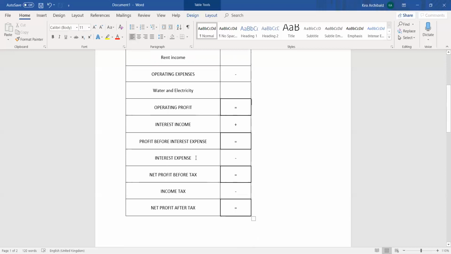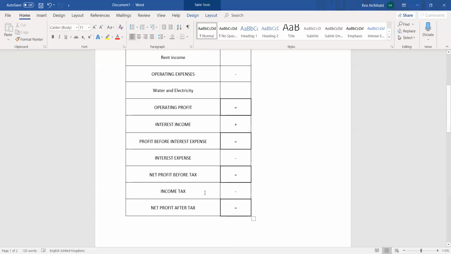Interest expense also has its own note. This is any interest charged on any debt the business has, for example, interest on loan. This is a negative figure. It is put into brackets, subtracted from our profit before interest expense, and then we will make up the net profit before tax.